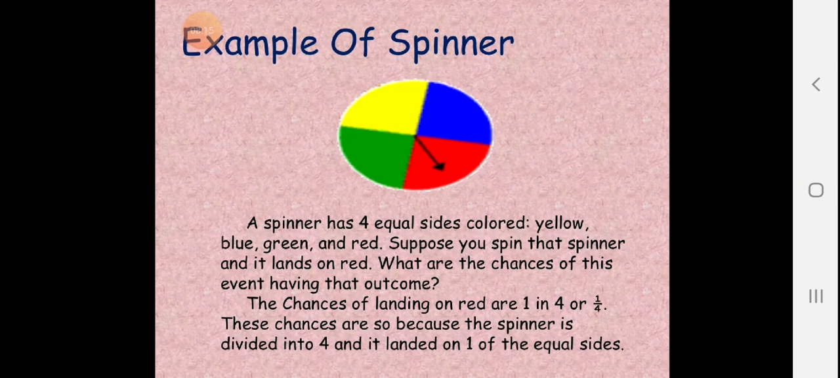Now here is the example of a spinner. You can see a spinner here, and the spinner has 4 colors. The spinner has 4 equal sides: yellow, blue, green and red. Suppose you spin that spinner and it lands on red. What is the chance of that outcome? Total outcomes are 4 and we are desiring the outcome red. That is only one event that we expect. So your probability will be 1 on 4. You can say that the chance of landing on red is 1 in 4, or 1 upon 4, or 0.25.